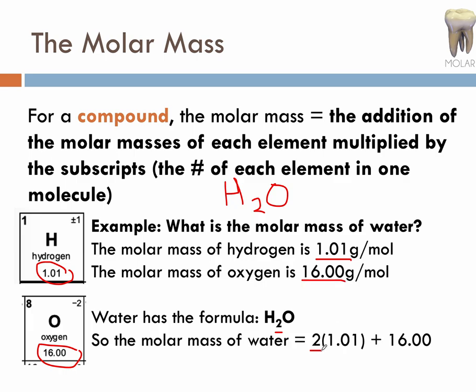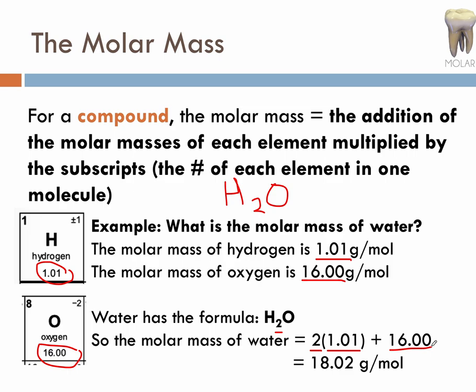We've got 2 H's, so 2 times the molar mass of hydrogen, plus 1 oxygen, just plus the molar mass of 1 oxygen, which is 16. Add that all up, and that gives you 18.02 grams per mole.